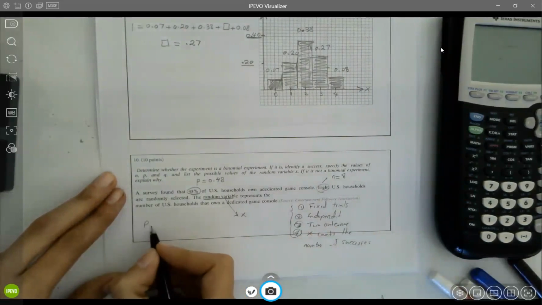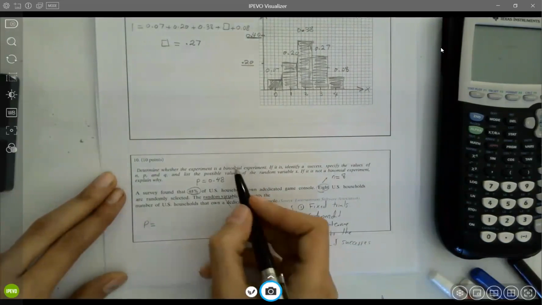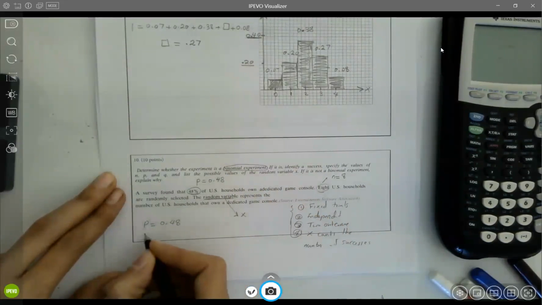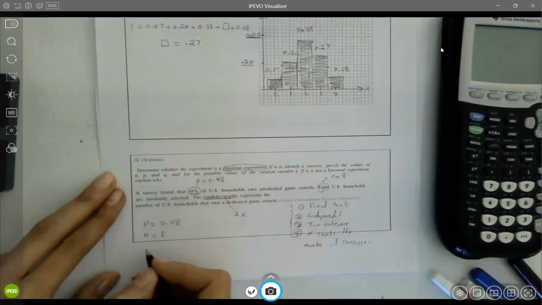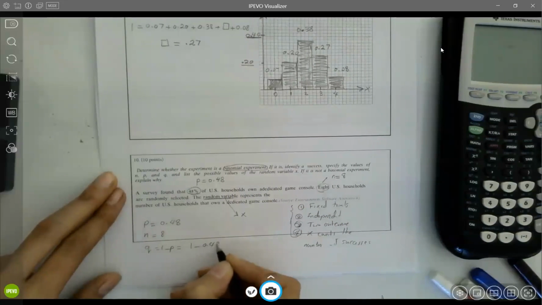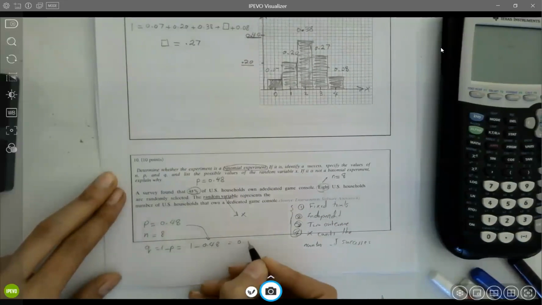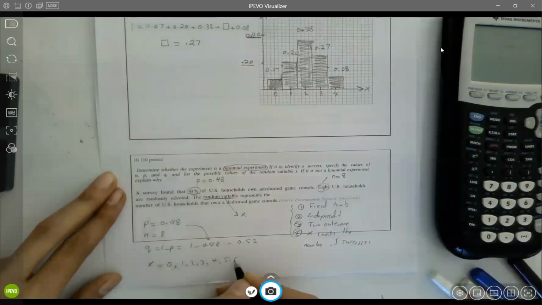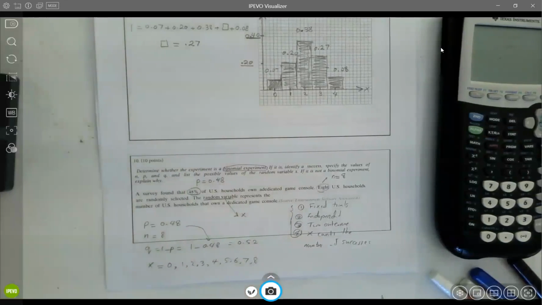And p is equal to 48%, n is 8, q is 1 minus p, which is 1 minus 48%, which is 0.52, and x ranges from 0 to 8: 0, 1, 2, 3, 4, 5, 6, 7, or 8.